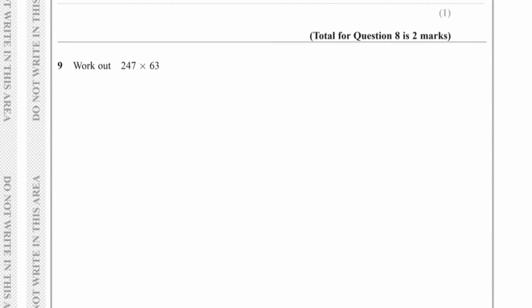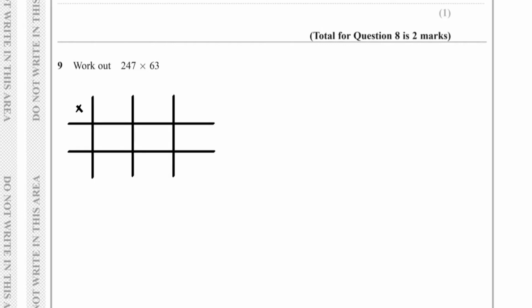Question number 9, we have to work out 247 times 63. Well, here we can use the grid method. The 247 we can rewrite as 200 plus 40 plus 7, and the 63 we can rewrite as 60 and then 3. So now let's multiply. 60 times 200 is 12,000. 60 times 40 is 2,400. 60 times 7 is 420. 3 times 200 is 600. 3 times 40 is 120. 3 times 7 is 21.